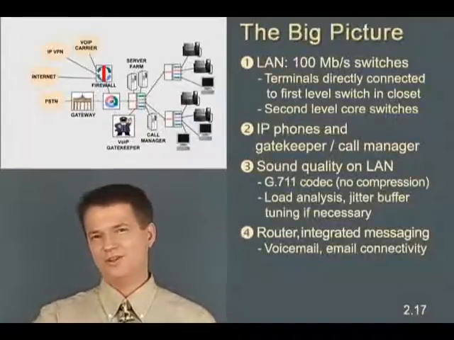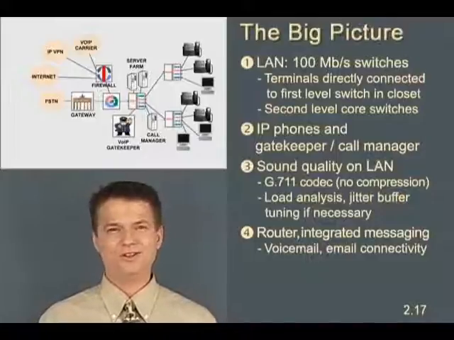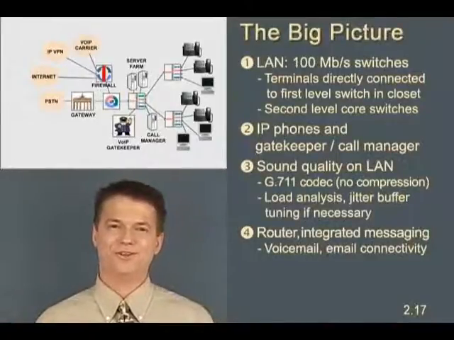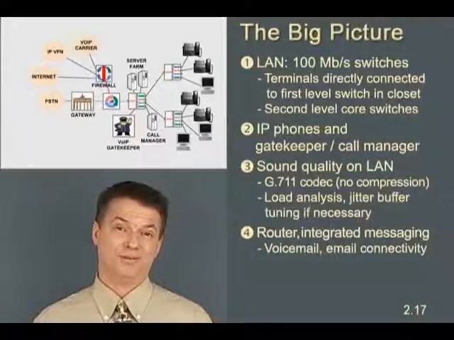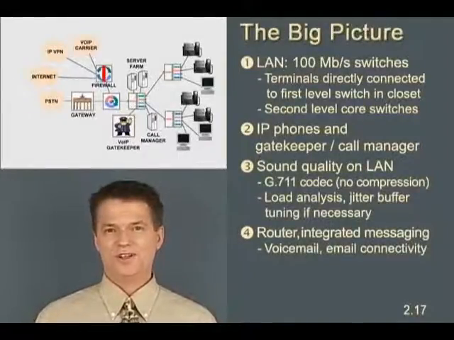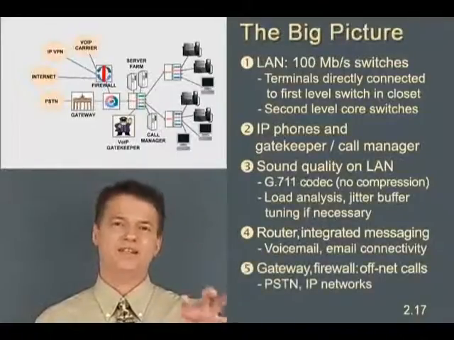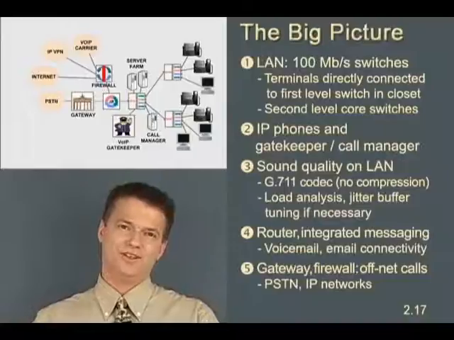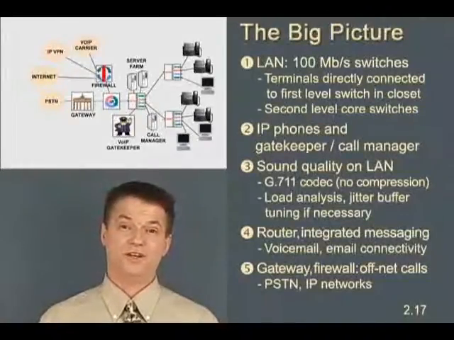Now once we've got all this working inside the building, you might stop there, but it's not very useful if you can only call from one cubicle to another. How do you call anybody else? Well, we connect that to a public network. Most likely at the beginning of this story, what you're going to do is get a gateway and stick that between the in-building voice over IP system and the public switched telephone network.